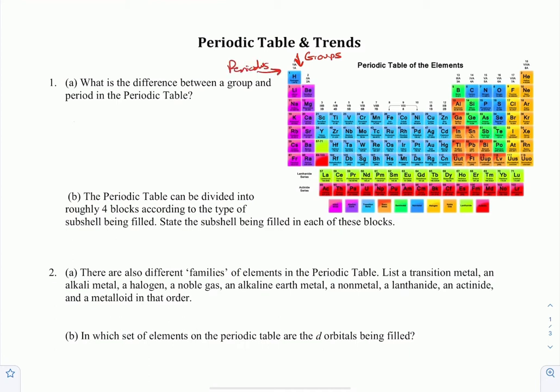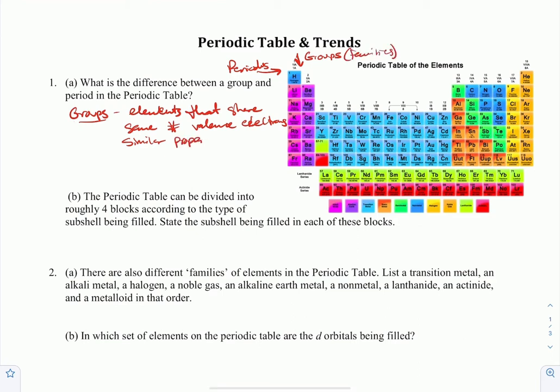Now the actual thing that differentiates both of them is that groups are specifically elements that share the same number of valence electrons. Okay. Now what that does is having the same number of valence electrons actually gives you very similar properties. So they have similar properties and they react the same. So sometimes we call these families, because they're very similar. They react a lot of the same and have even some of the same physical properties as well.